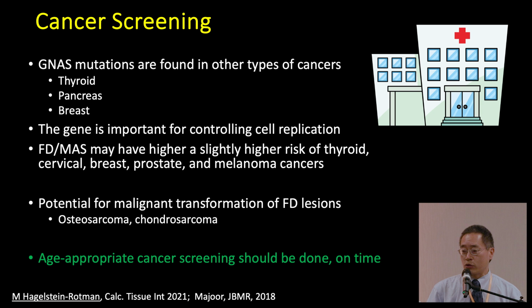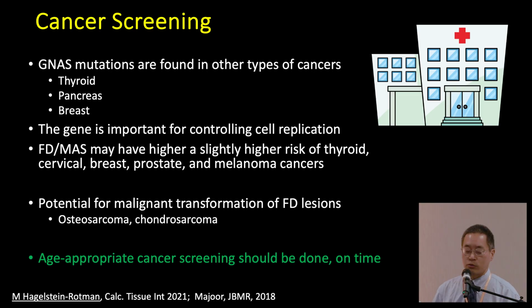This gene, we do know, is really important for controlling cell replication. And there are studies that suggest that patients with FD/MAS may have a slightly higher risk of certain types of cancer, specifically thyroid, cervical, breast, prostate, and melanoma. This association is not particularly strong in some senses, but it is important for everybody to know about. Because of this, we do recommend that everybody make sure that they follow the recommended screening procedures.